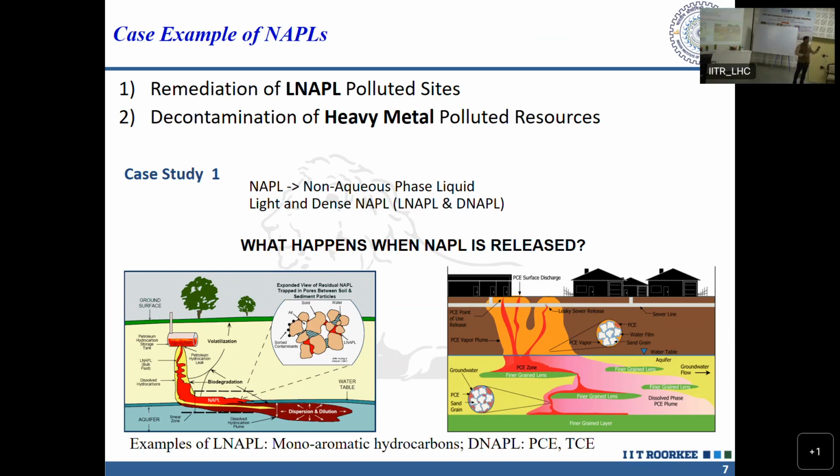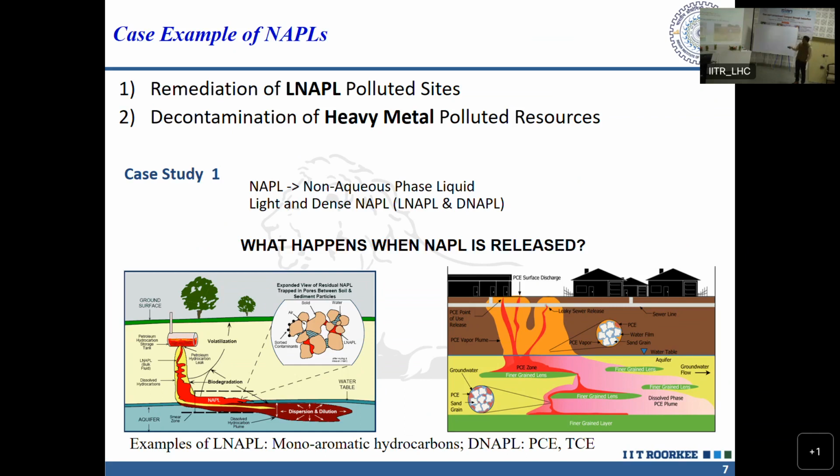But a small portion of this hydrocarbon oil also dissolves in the water, and that is good enough to degrade the quality of the groundwater. So they are immiscible in nature. If their density is lighter than water, we call them light non-aqueous phase liquids. If they are denser than water, we call them DNAPL. All the chlorinated hydrocarbons come under the category of DNAPL.